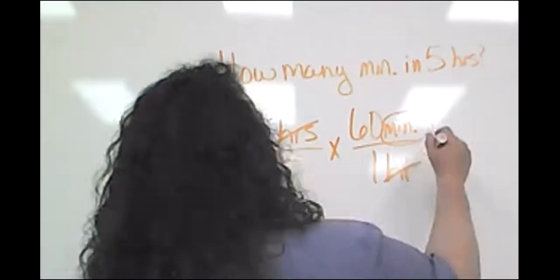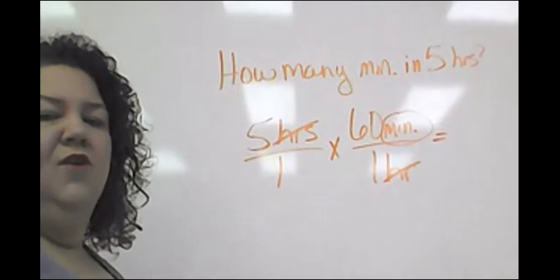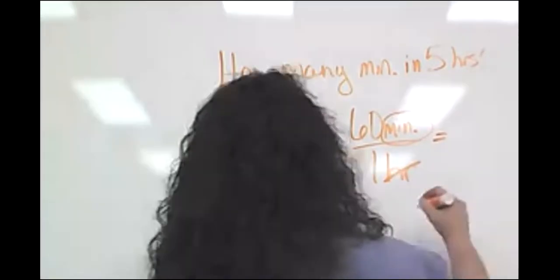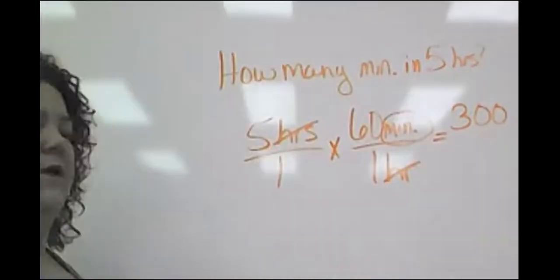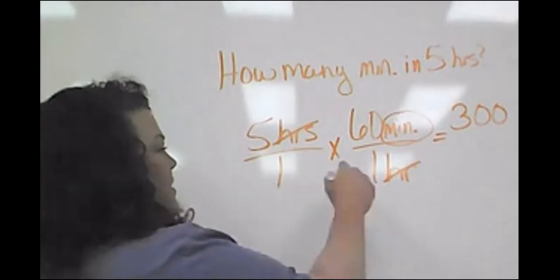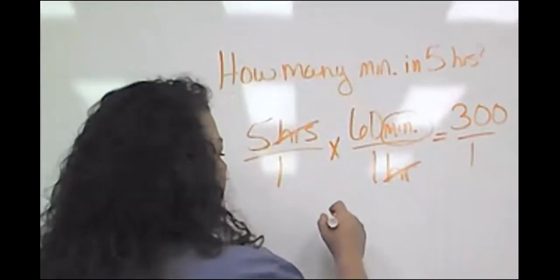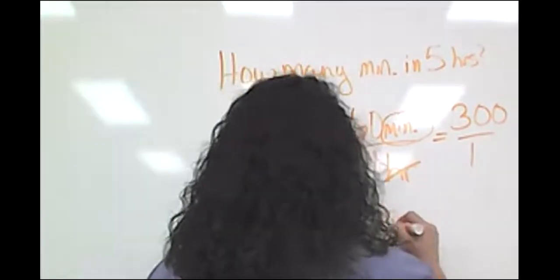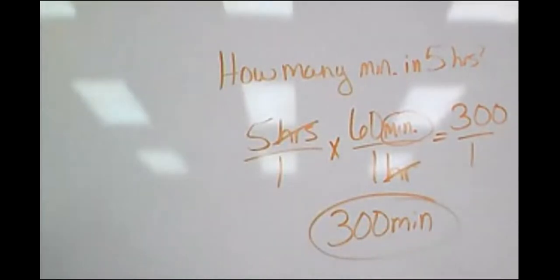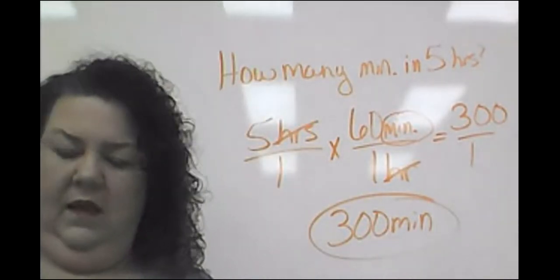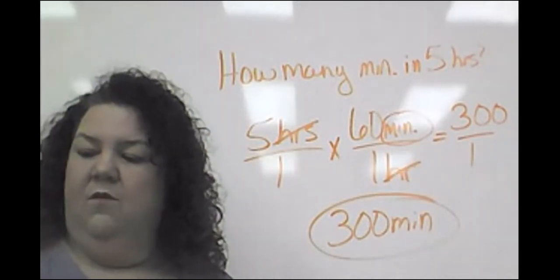So again, when we are multiplying fractions, we're just going to multiply numerator by numerator, and that's our top number. So 5 times 60 equals 300, right? 1 times 1 equals 1. Anything over 1 is understood to be that whole number. So we have 300 minutes in 5 hours. That would be the answer to that equation.